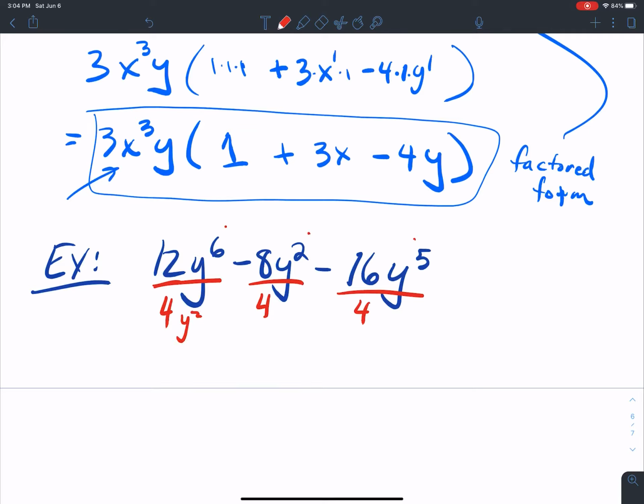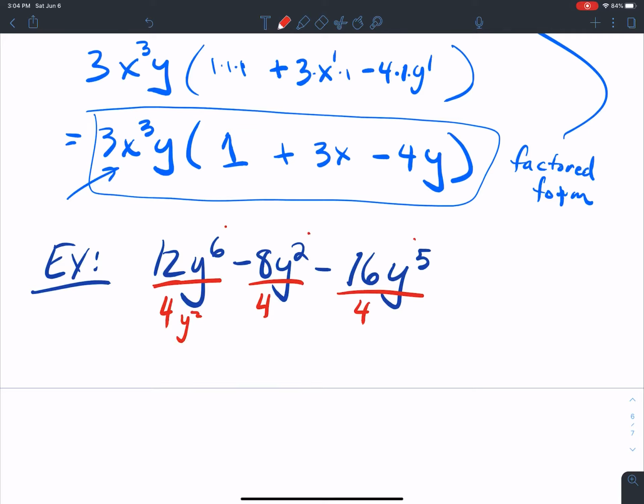What's left inside? Well, 12 divided by 4 is 3. And y to the 6th over y squared: there's 6 y's up top, 2 y's down low. The top wins by 4. So y to the 4th there.